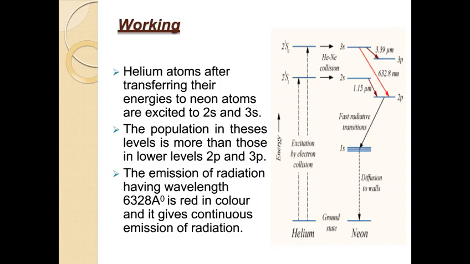This is the energy level diagram to explain the working of helium neon gas laser. You can see there are different energy levels to indicate the transitions of helium and neon atoms. Helium atoms, after transferring their energy to neon atoms, are excited to 2s and 3s. The population in these levels is more than those in lower levels. That means population inversion is achieved here, and the emission of radiation having wavelength 6328 Armstrong is reached. It gives continuous emission of radiation, that means it works in a CW mode.